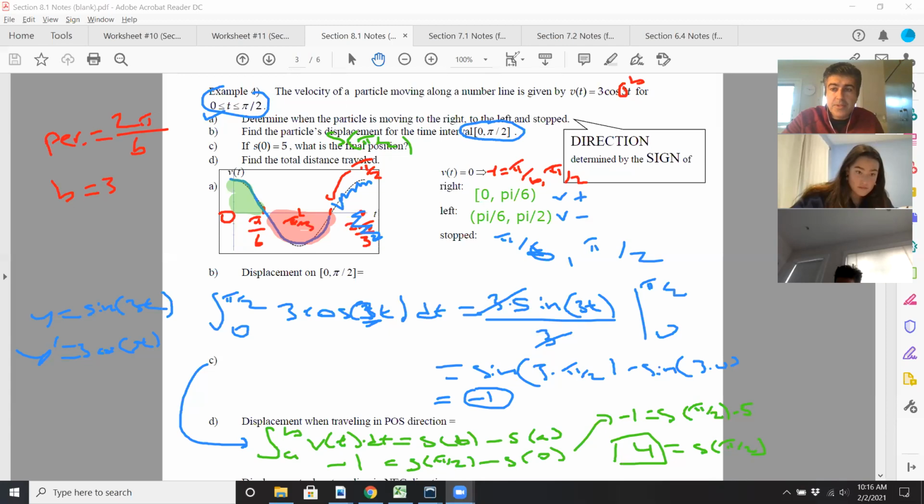No, displacement is not total area. Displacement is net area. Total distance is total area. Displacement is net area. My net area here is negative 1. Let's actually work out part D, so that will make a little more sense.